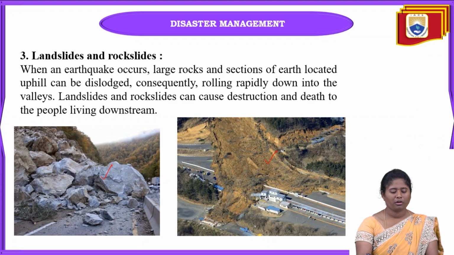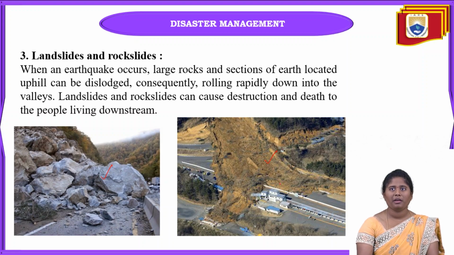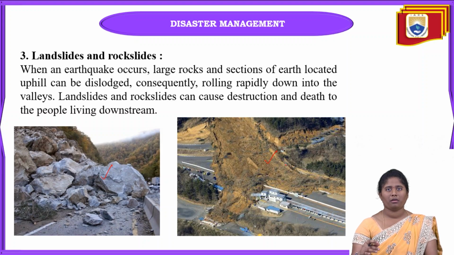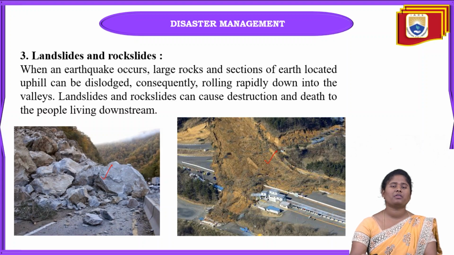Automatically, when an earthquake occurs in a mountain region, it will lead to rock sliding and landsliding, and it can cause huge destruction and death to the people living downstream. That mountain downstream will be there, right? People will be living there. When this rock sliding and landsliding happens, there will be destruction and death to the downstream people.